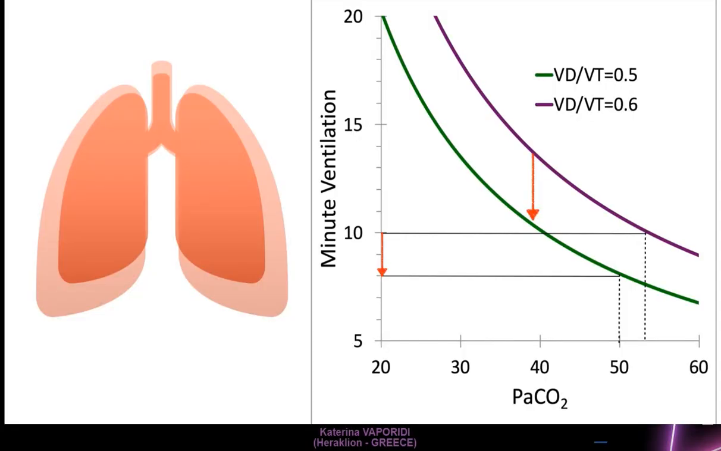The importance of correcting dynamic hyperinflation is highlighted in the example here, where you can see how a decrease of minute ventilation from 10 to 8 liters per minute, decreasing dynamic hyperinflation and dead space ventilation, shifted the metabolic hyperbola downwards, and the resulting PCO2 is lower despite the lower minute ventilation.